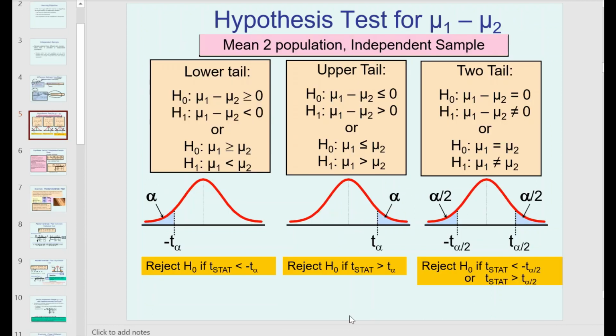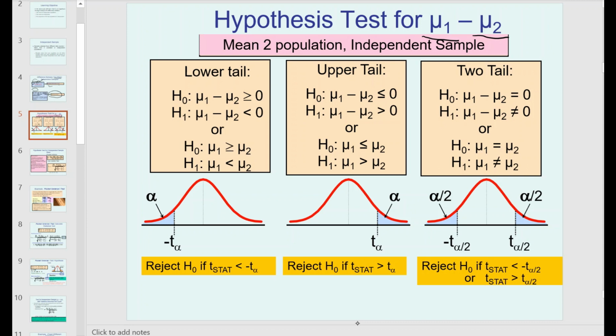Hypothesis test for mu1 minus mu2, because we have two samples. This is the hypothesis test for mean, right? That's why we use mu here, mu1 for sample 1, mu2 for sample 2. So this is the mean of two populations with independent samples, the case that we are discussing now. We look here, we have 3 boxes here.